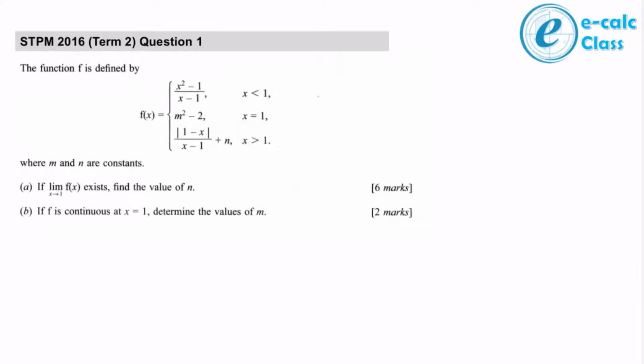Alright, let's continue. So you are given the piecewise defined function of f. Then the question says, if the limit when x approaches 1 of f(x) exists, find the value of n. So you know that for a limit to exist, it has to fulfill, okay, maybe I write somewhere, because we will revise some concepts first.